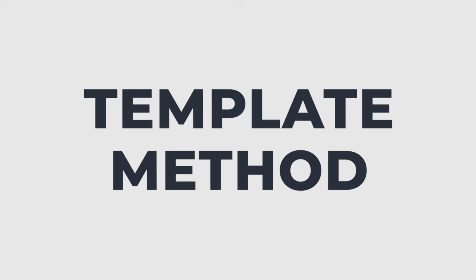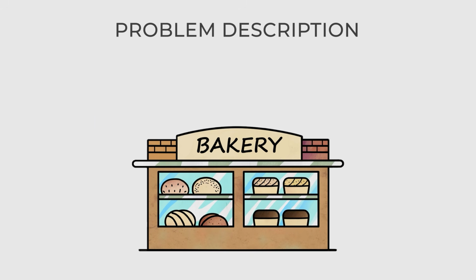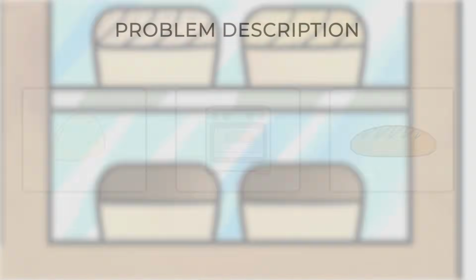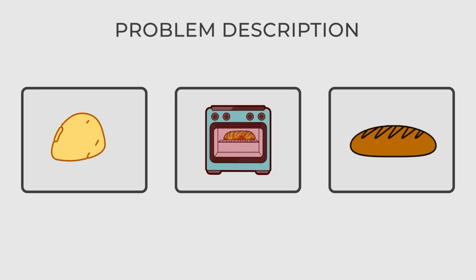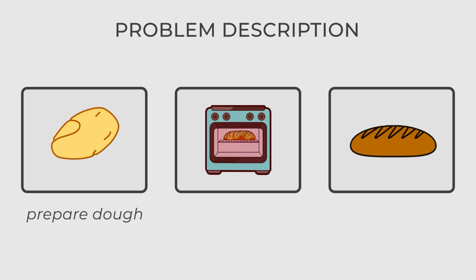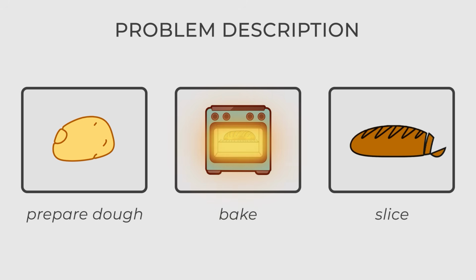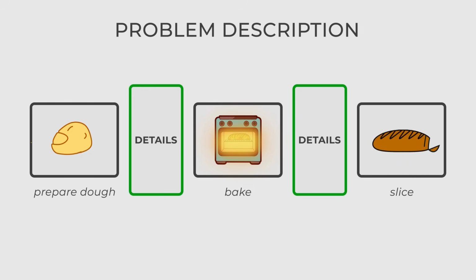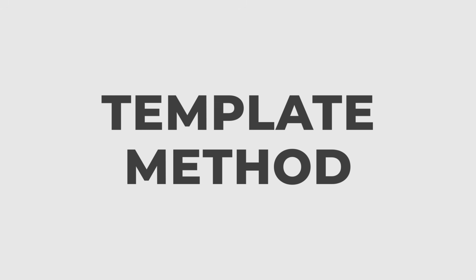Template method. Imagine you are writing an application for a bakery that automates the process of baking different types of bread. You realize that the basic steps for baking bread are always the same: prepare dough, bake, and slice. However, the details of each step can vary depending on the type of bread. In this scenario, the template method comes into play.